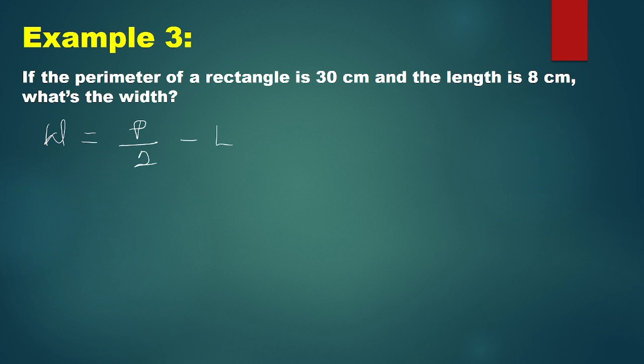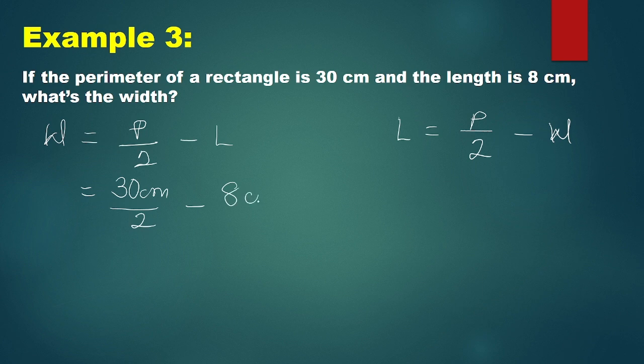This formula also applies when we want to find the length. To find the length, it will simply be perimeter divided by 2 minus the width. So here, since we are looking for the width, we just simply say the perimeter, which is 30 centimeter, divided by 2 minus the length, which is 8 centimeter. And 30 centimeter divided by 2 is simply 15 centimeter, minus 8 centimeter, which simply gives us 7 centimeter. So therefore, the width of this rectangle is 7 centimeter.